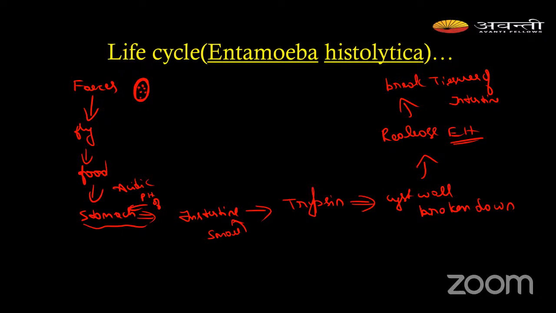In the feces there will be a cyst, and through the fly it is transmitted to the food, and through the food it enters the stomach. It is very stable. It is not broken by the acidic pH of the stomach, and then it enters the intestine. In the intestine there is the trypsin enzyme, so the trypsin enzyme breaks the wall of the cyst and releases the Entamoeba histolytica.